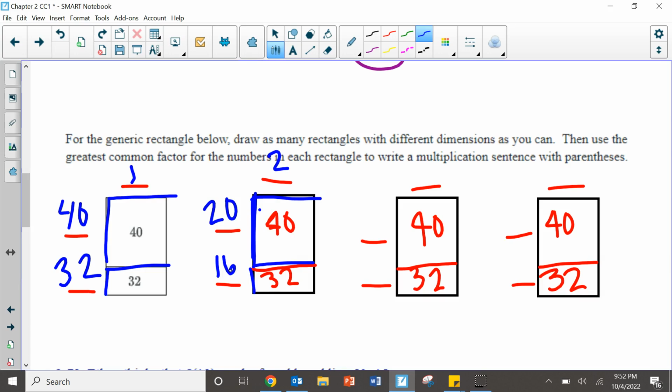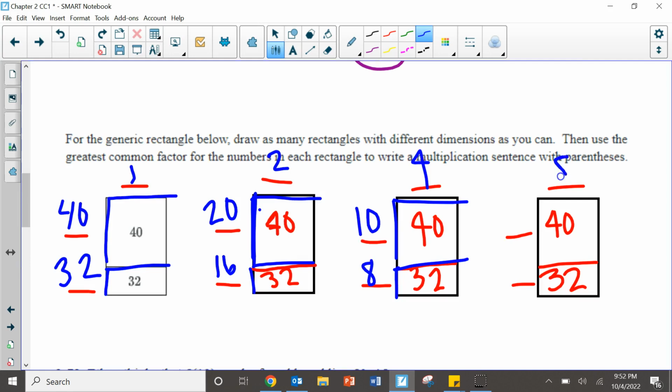All right, another common factor of 40 and 32 is 4. So what times 4 gave you 40? That should be 10. What times 4 gave you 32? And that's 8. So you're working backwards. Yesterday, we gave you the 4, the 10, and the 8. Today, we're giving you the 40 and the 32.